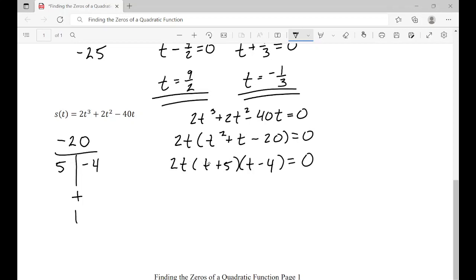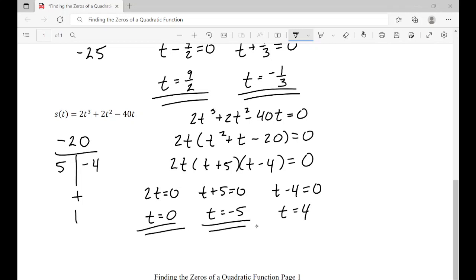And now I'm going to set all three equal to 0. So 2t equals 0, t plus 5 equals 0, t minus 4 equals 0. And now I solve. Divide 2 over on both sides. t is going to equal 0. There's 1. Subtract 5 over. t equals negative 5. There's 2. And then add 4 over. t equals positive 4. That's 3. So here are my 3 zeros for this function.